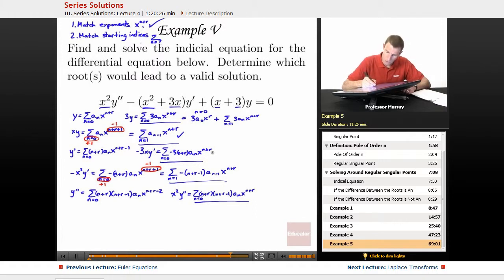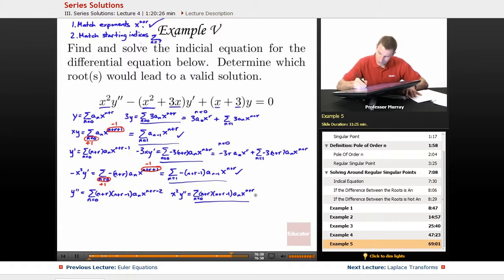This one starts at n equals 0, so I'm going to pull out the n equals 0 term, which is minus 3 n equals 0, so 3r a0 x to the r. And then I can go ahead and write the rest of the series, minus 3n plus r an x to the n plus r. And I can start that at n equals 1 because I pulled out the n equals 0 term. This one's already okay because it starts at n equals 1. This one is not because it starts at n equals 0. So I've got to pull out the n equals 0 term.